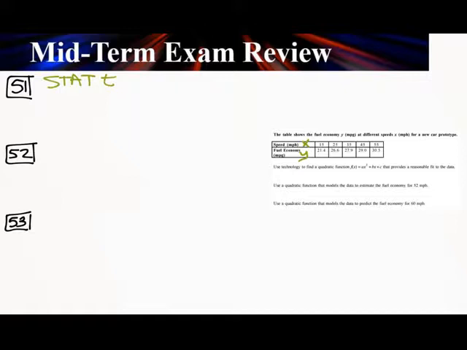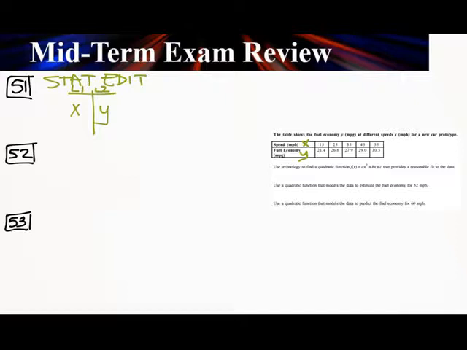So the very first thing you're going to do is stat, edit. And you're going to have your L1 and your L2. And then you're going to put in all the x's on this side and all the y's on this side. Make sure that 15 stays with 21.4 right across from each other. 25 is directly across from 26.6. Just keep them all in line.